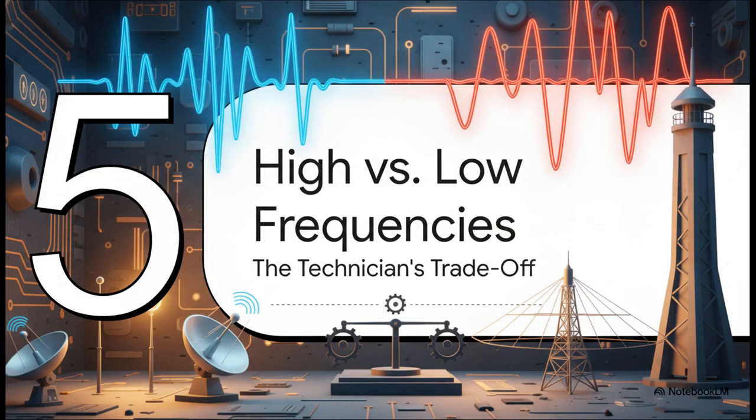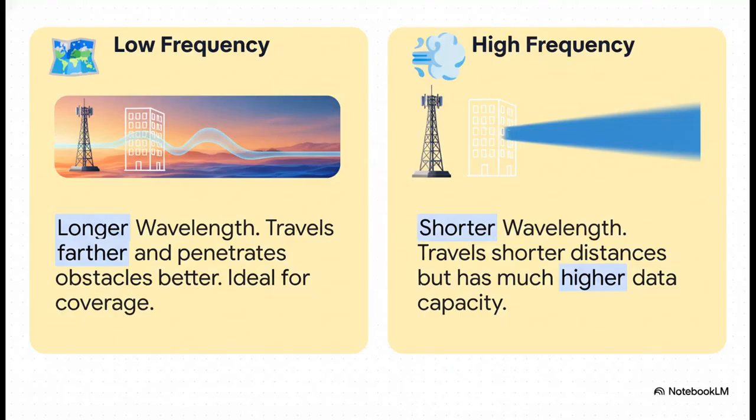So let's put this all together and talk about the practical application. Because as a technician, you are always going to be dealing with a fundamental choice, a trade-off between using high-frequency signals and low-frequency signals. And here's that trade-off on a single slide. On one hand, you have low frequencies. Their long wavelengths are amazing for coverage. They travel really far, and they're great at punching through walls and buildings. The downside, they can't carry a lot of data. On the other hand, you have high frequencies. Their short wavelengths can carry massive amounts of data, think super fast downloads, but they don't travel very far, and they get blocked by almost anything, a building, a tree, even your own hand.